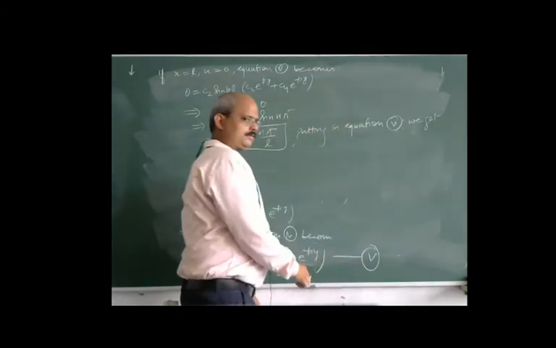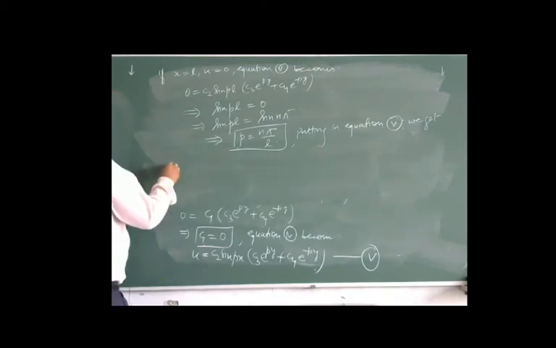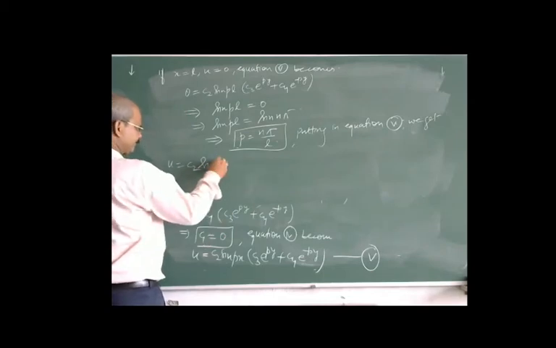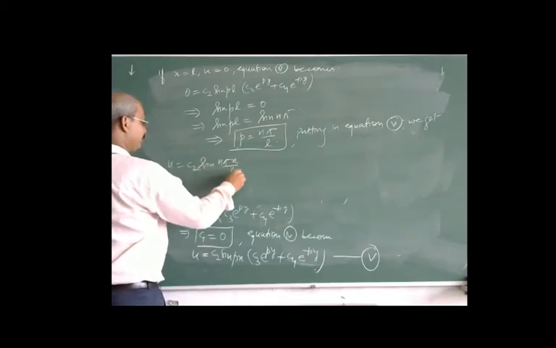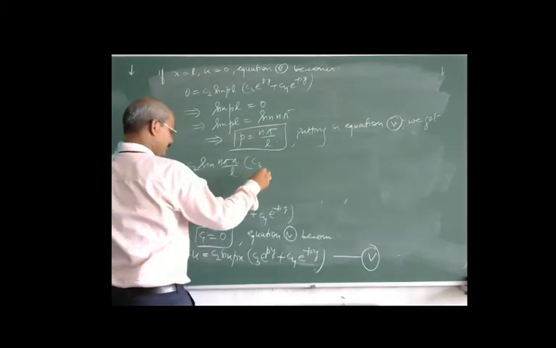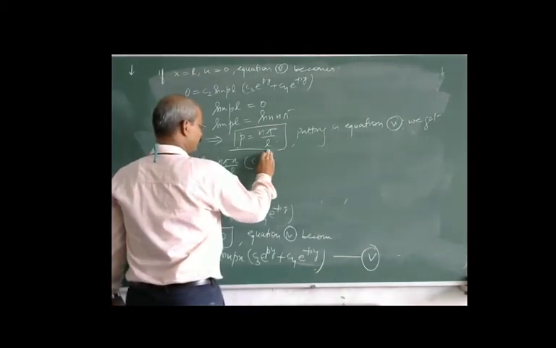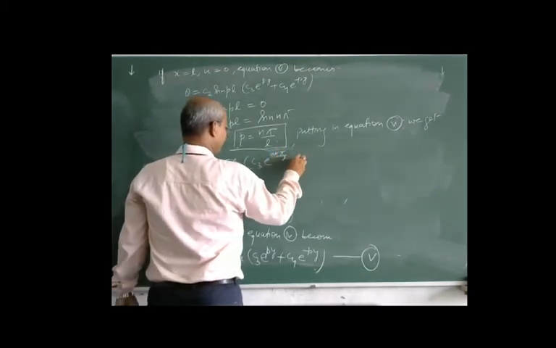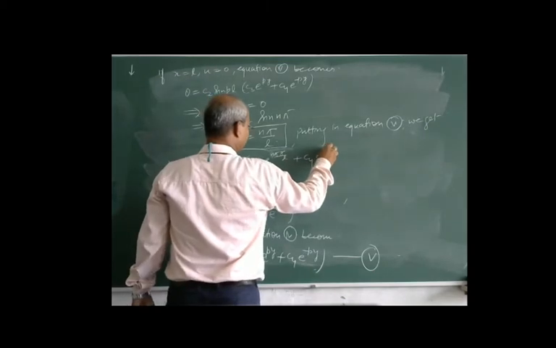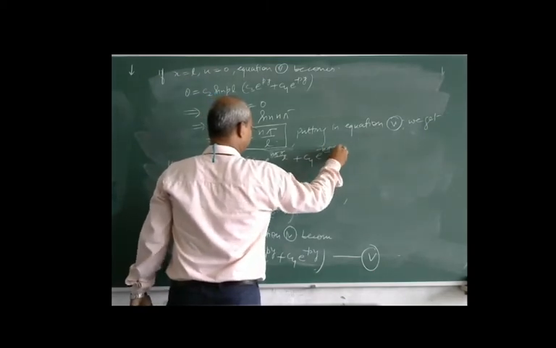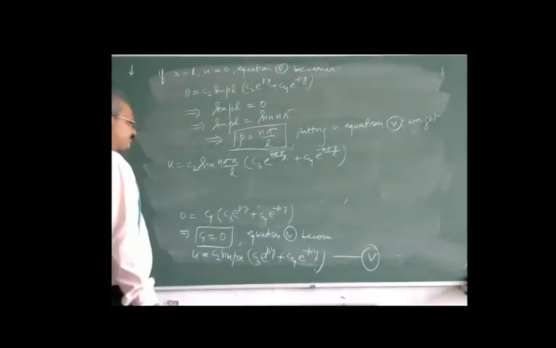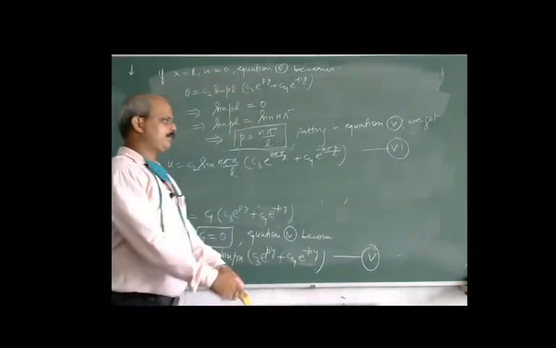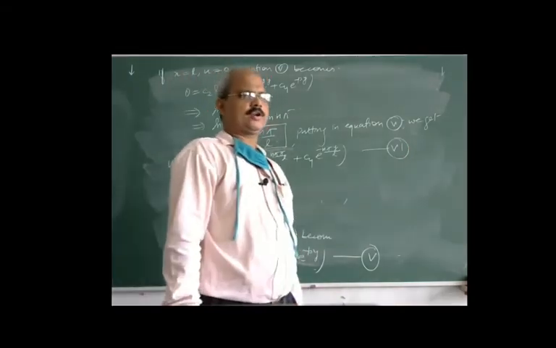we get u equal to C2 sin n pi x by L, into C3 e to the power n pi y by L plus C4 e to the power minus n pi y by L. Okay, students, so this is the sixth equation. This equation is obtained after applying the second boundary condition.